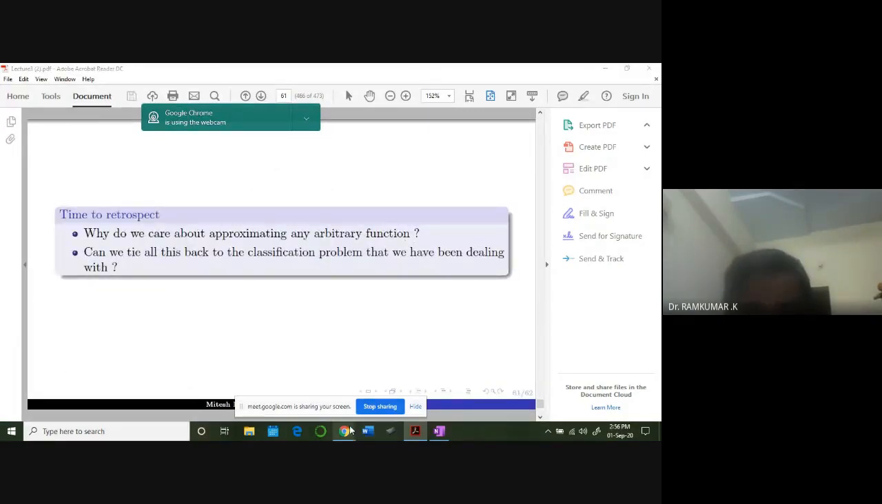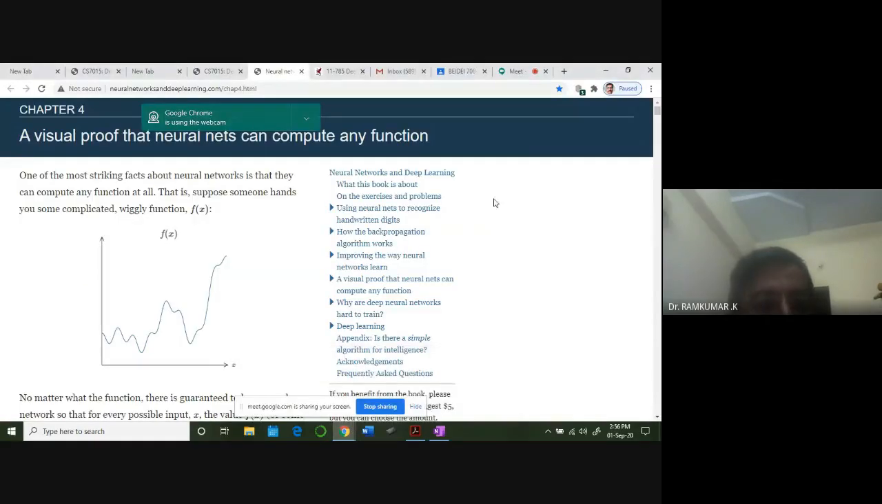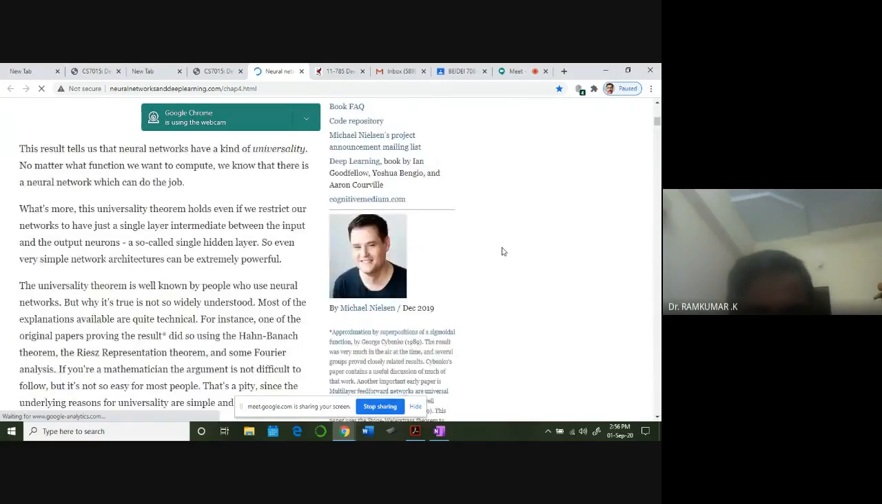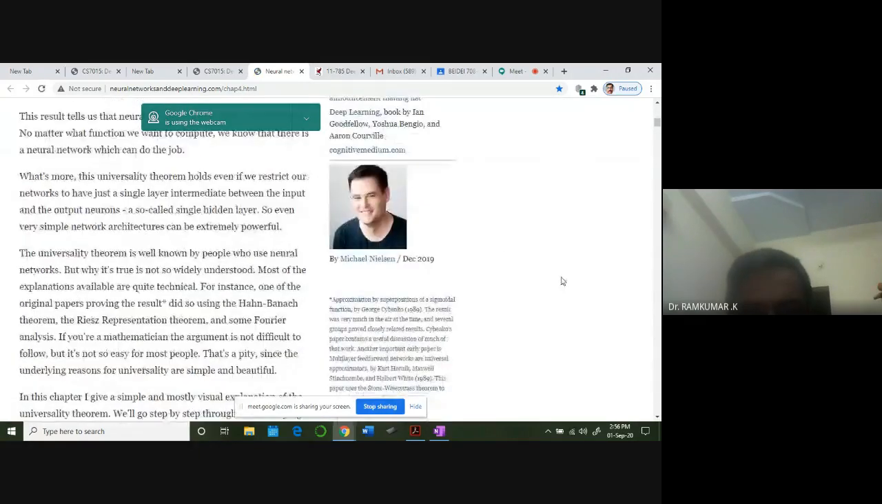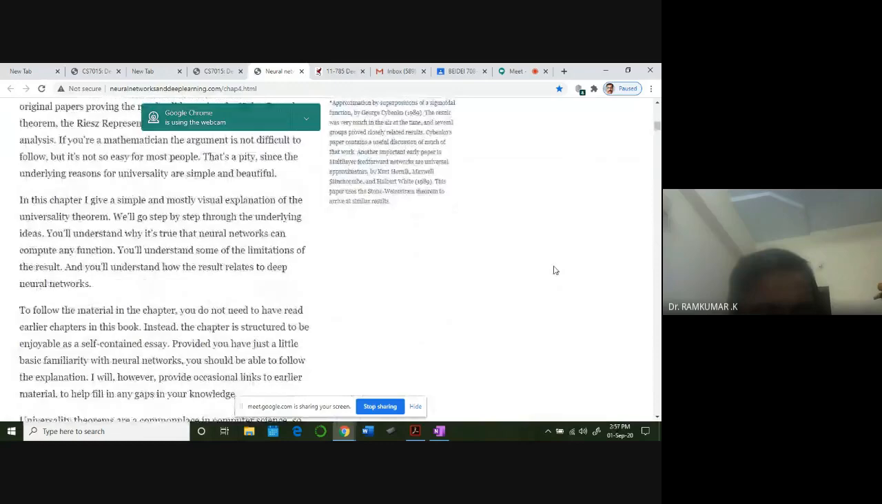For understanding this very clearly, you go back to the site I mentioned, neuralnetworksanddeeplearning.com. Chapter 4, visual proofs that neural networks can compute any function. You click on that. This is open source. This guy, Michael Nielsen, is very good. Go through his GitHub and pages and all. You can collect a lot of information.